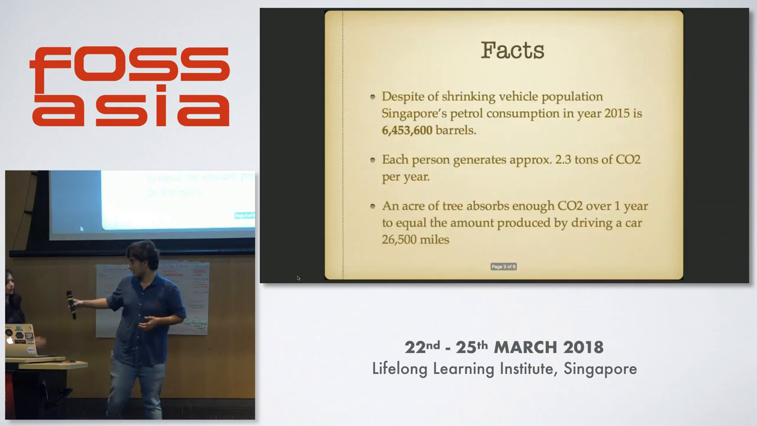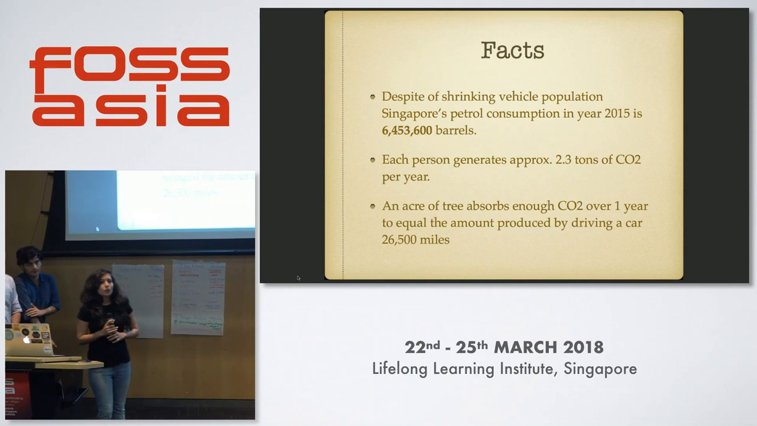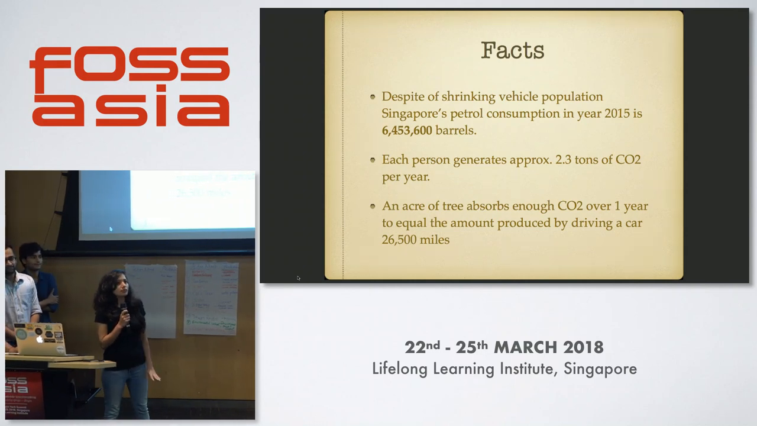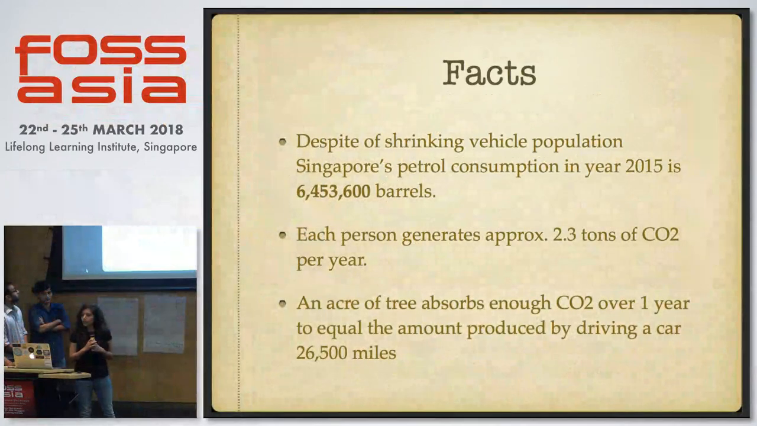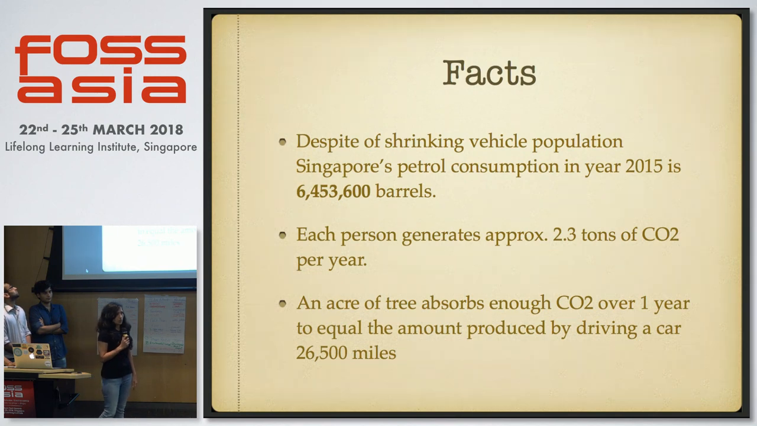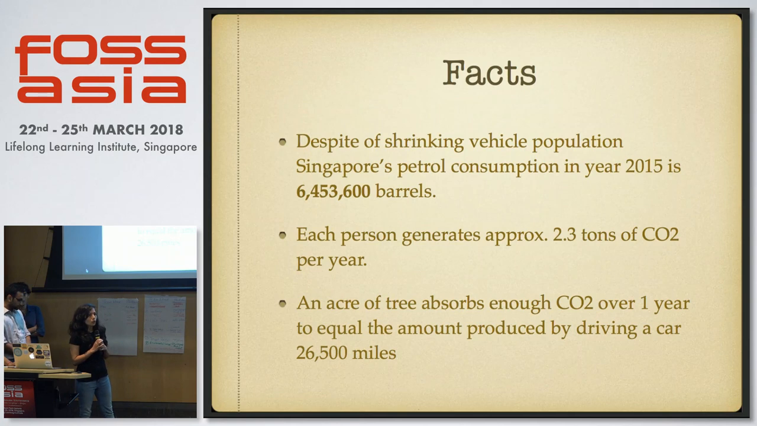I'll hand over. Despite the fact that the number of vehicles in Singapore is reducing, the fuel consumption is still really high. In 2015, around 6 million barrels of petrol were consumed. One barrel is around 196 liters. So that is huge. If more fuel is being consumed, the carbon emission will also be very high.